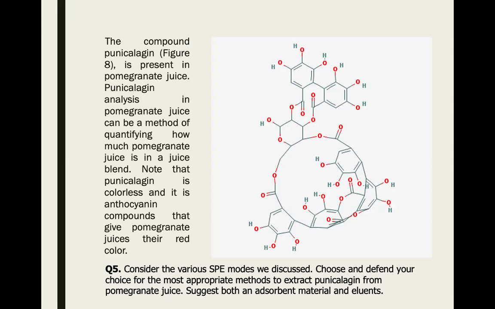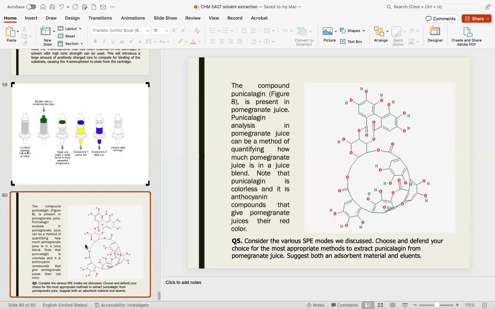Consider the various SPE modes that we have discussed: normal, reversed, and ion exchange. Consider the most appropriate method to extract punicalagin from pomegranate juice. Suggest both the adsorbent material and the eluents, meaning the solvents. What would be the first step that you do? Any suggestion?